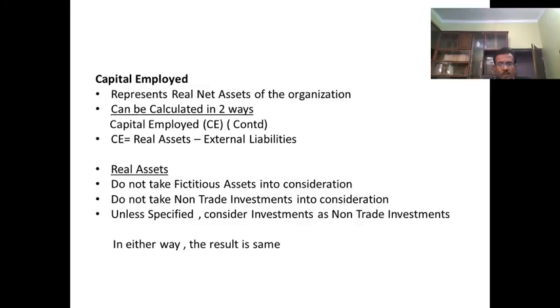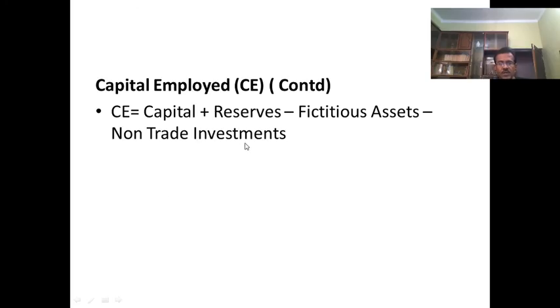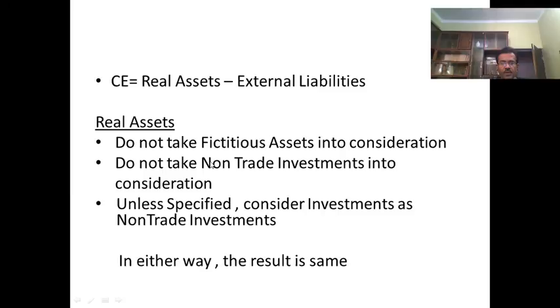How do you find out the capital employed? Capital employed is equal to real assets minus external liabilities. Real assets means do not take fictitious assets, do not take non-trade investments, and unless specified, consider investments as non-trade investments. In either way, the result is same. Okay. What is the other formula? This is the formula. Capital plus reserves minus fictitious assets minus non-trade investments. You are going to get the same value. Okay.